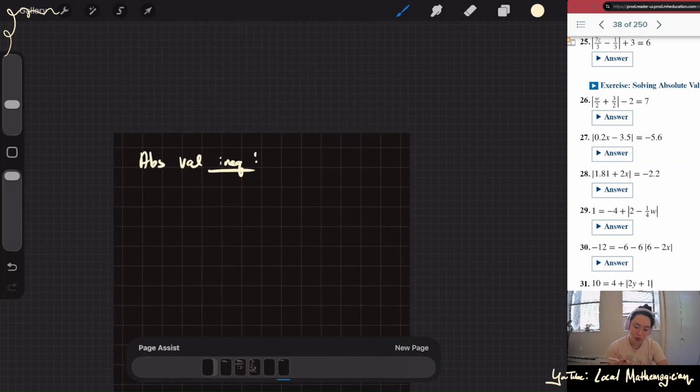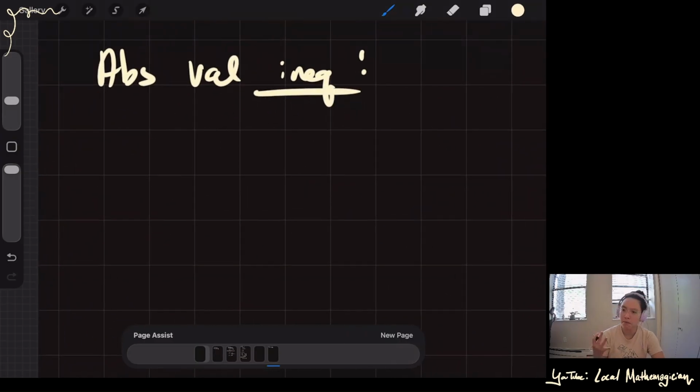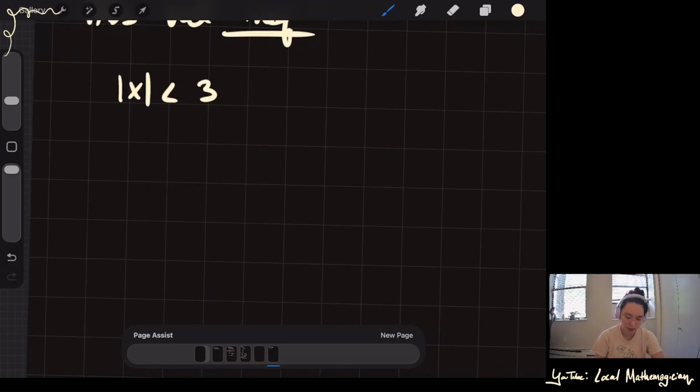Next thing we'll cover is absolute value inequalities. They behave the same exact way normal inequalities and normal absolute value functions do, which is super similar to the way linear functions work, okay? So let's just think. If we're looking at the absolute value of x is less than 3, right?